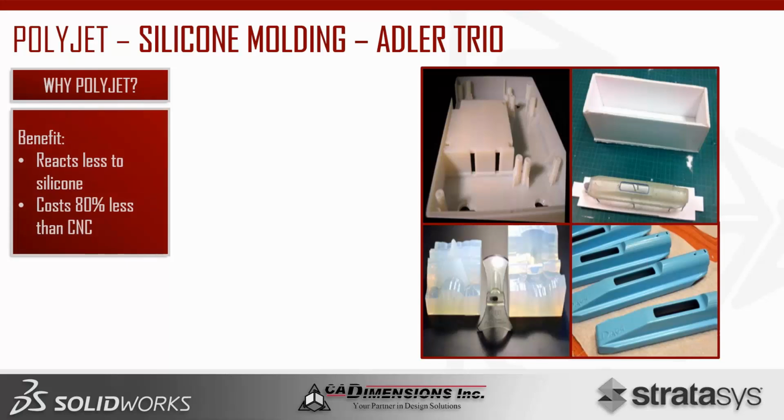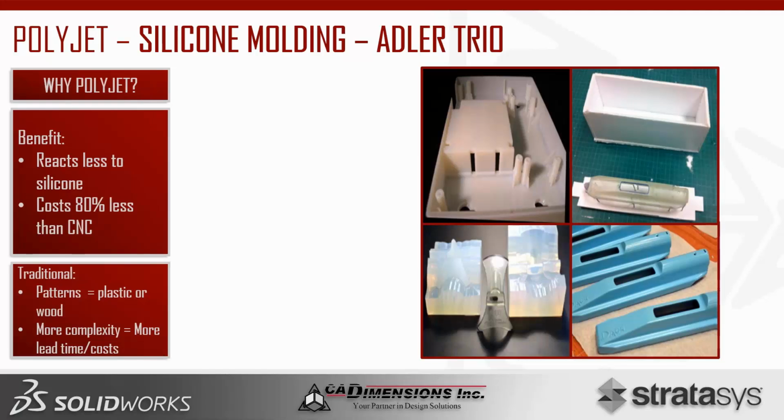Well, in regards to Vero Blue, it actually reacts less to silicone, meaning you have more crisp and concise molds coming off of this PolyJet technology as opposed to any other kind. And the layer lines are fairly non-existent or not as present and noticeable as you can see with FDM or any other type of 3D printing process. Furthermore, because this is 3D printing, it generally costs approximately 80% less than traditionally CNCing these parts.